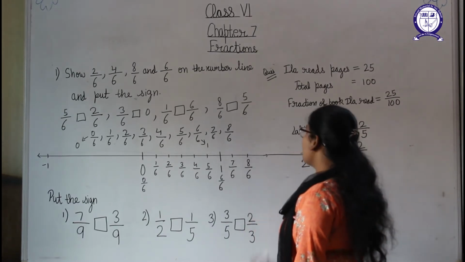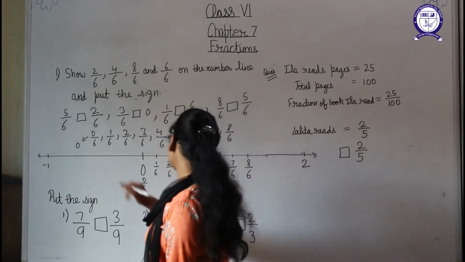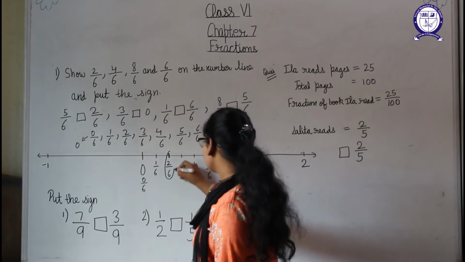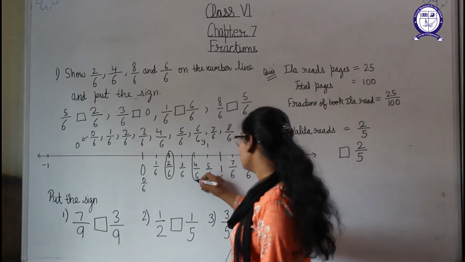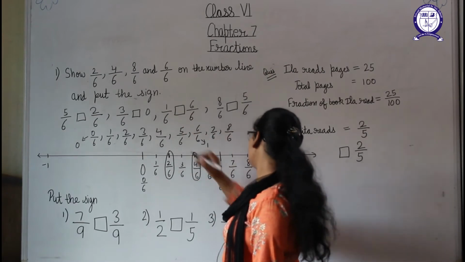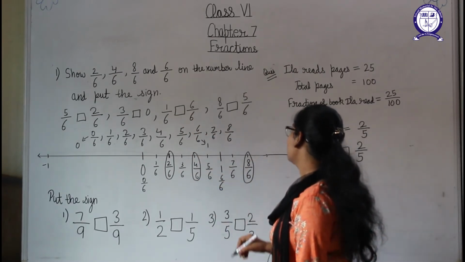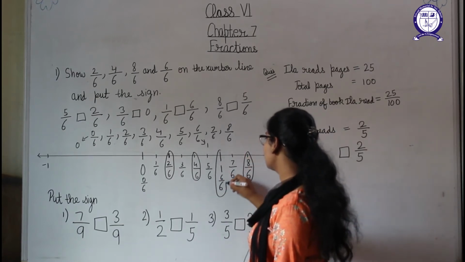Now we will show the fractions. Here 2 by 6, what is 2 by 6? This is 2 by 6. Then 4 by 6, this is 4 by 6. 8 by 6, this is 8 by 6. And 6 by 6 is 1, meaning this one.